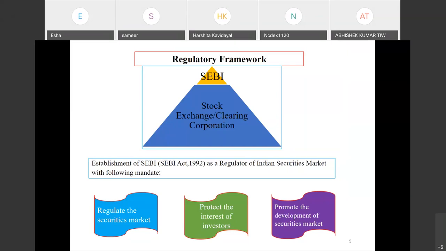Protect the interest of investors. SEBI has taken a number of measures to protect the interest of investors. I'm coming to both protecting and promoting the development of the market, which I'll discuss in my succeeding slides.